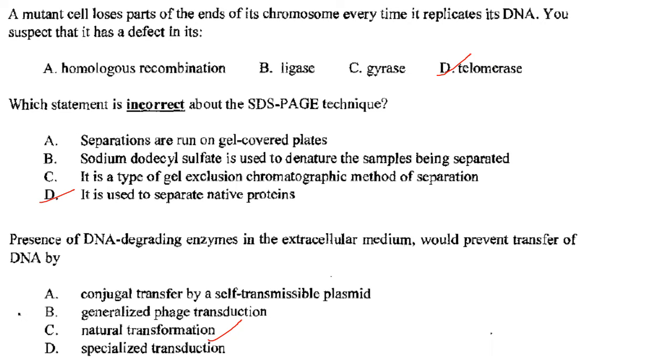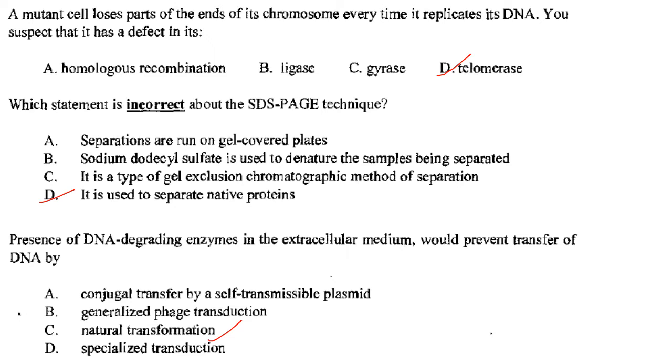Then next one. A mutant cell loses parts of the end of its chromosome every time it replicates its DNA. You suspect that it has defect in it. So telomerase, that is an enzyme that works as a cellular reverse transcriptase that adds DNA in the chromosomal ends. It involves the protection of chromosome endings from getting shorter during replication of DNA to avoid the loss of catastrophic DNA. So the answer here is option D, that is telomerase.